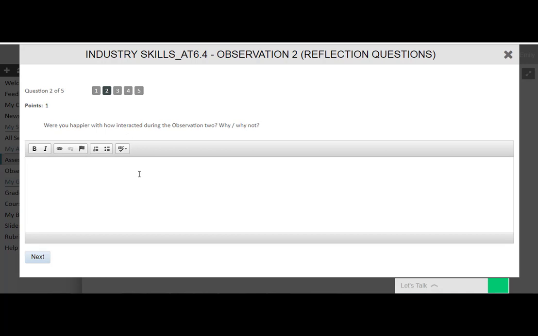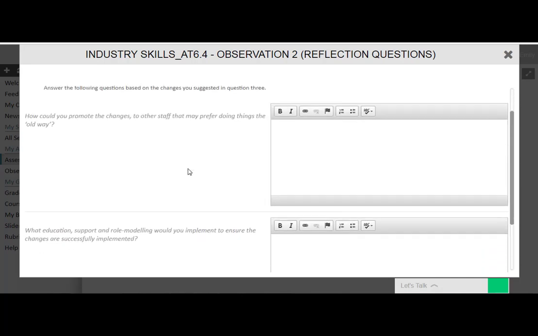You need to identify if you are happier with how you interact during the second observation and why or why not. You also need to suggest 3 ways that the clinic you are working at could improve their work practices or procedures. Now, this is just your own personal opinion. This isn't something that then needs to be shared with them.